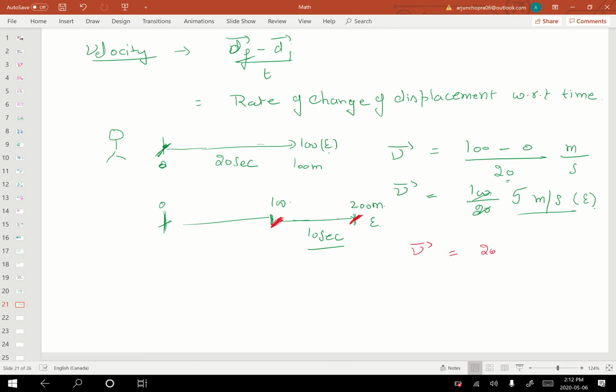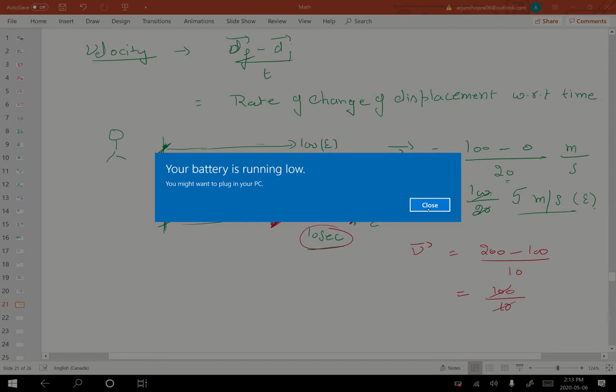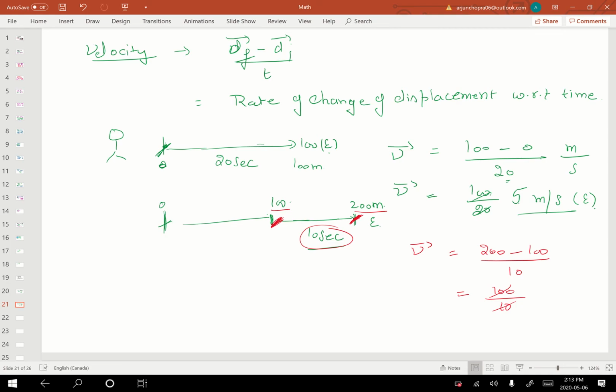So what will be the velocity for this region? It will be 200, the final displacement. This is final, this is initial. 200 minus 100 divided by the time taken to cover this journey, which was 10 seconds. So 200 minus 100 is 100, divided by 10, which comes out to be 10 meters per second.